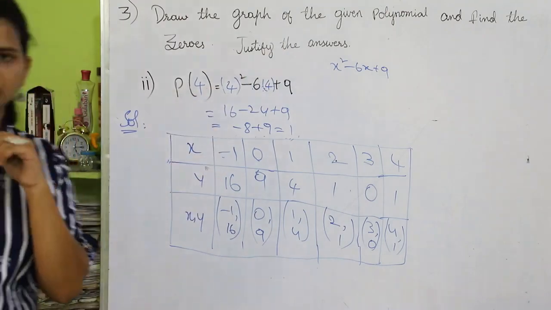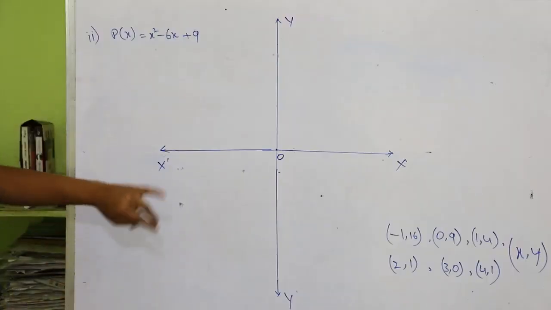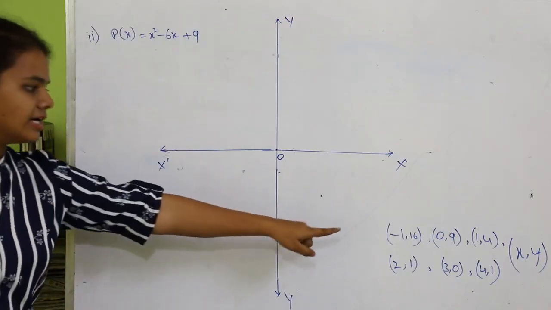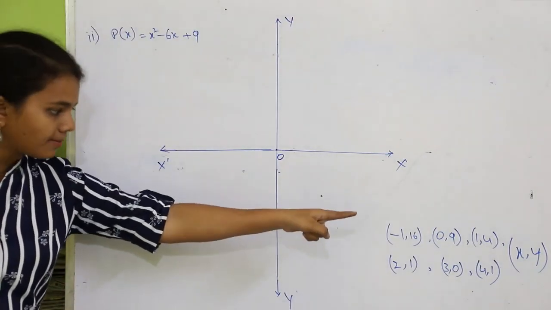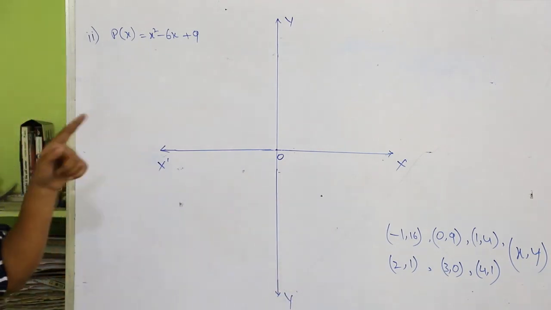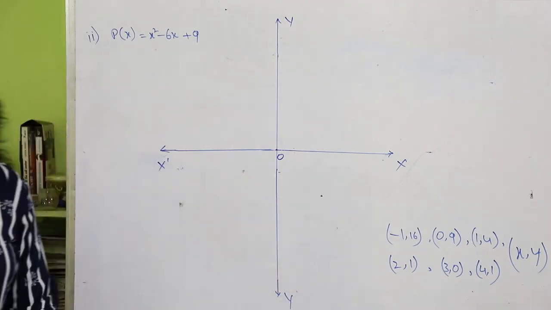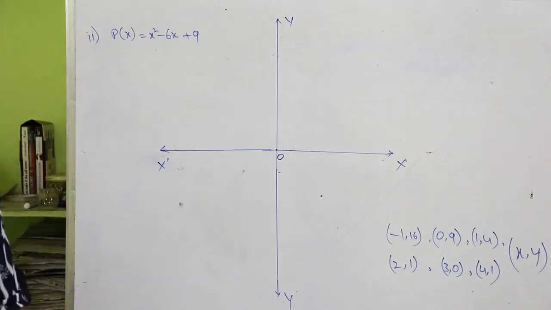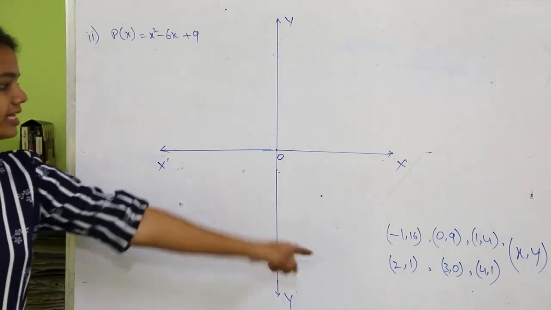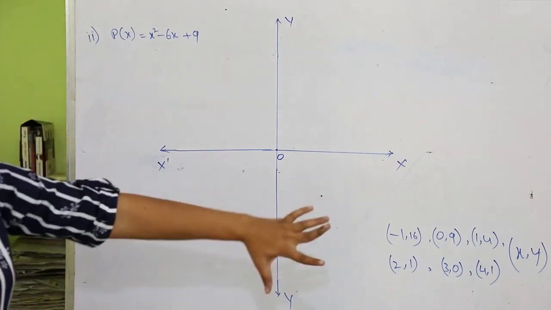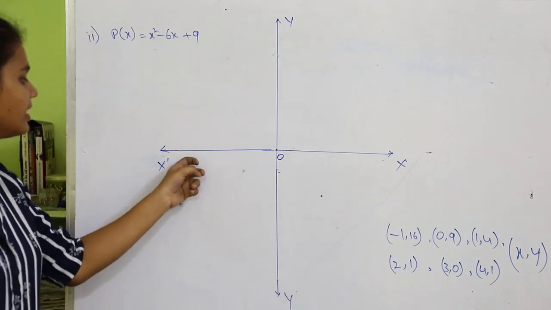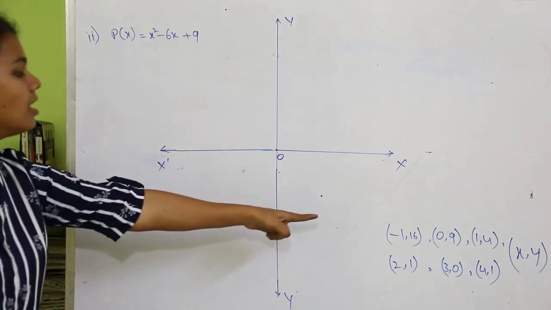Let's go for the third question, the second one. Let's look at the graph now. We learned about the points. We got those points: minus 1, 16; 0, 9; 1, 4; 2, 1; 3, 0; 4, 1, where the zero of the polynomial is at 3. So we got all these x, y values. Now what do you do, guys? The highest value we got is 16.